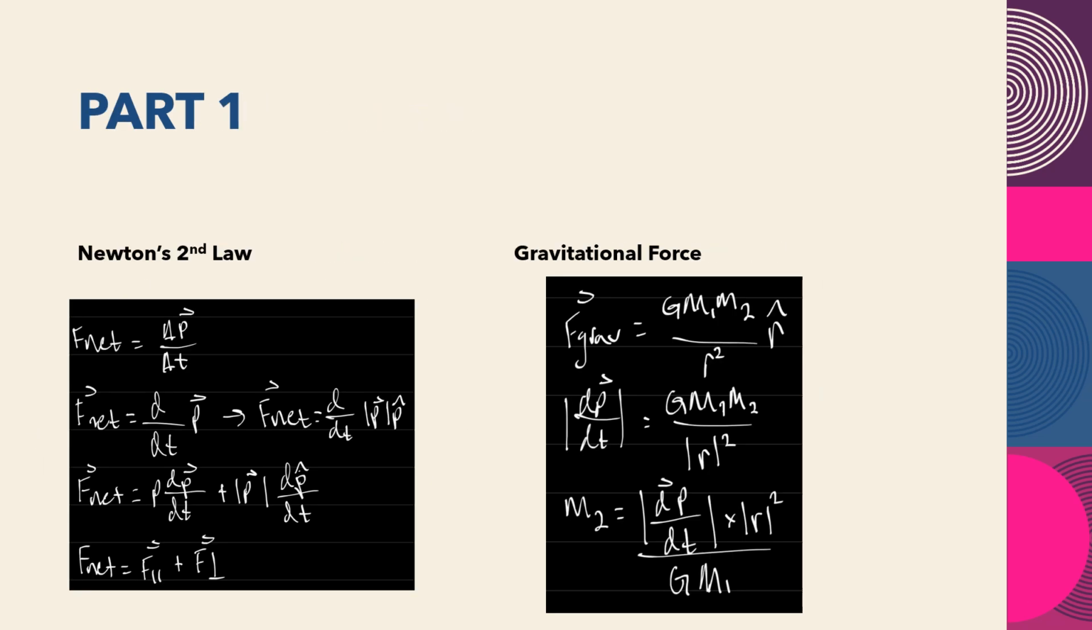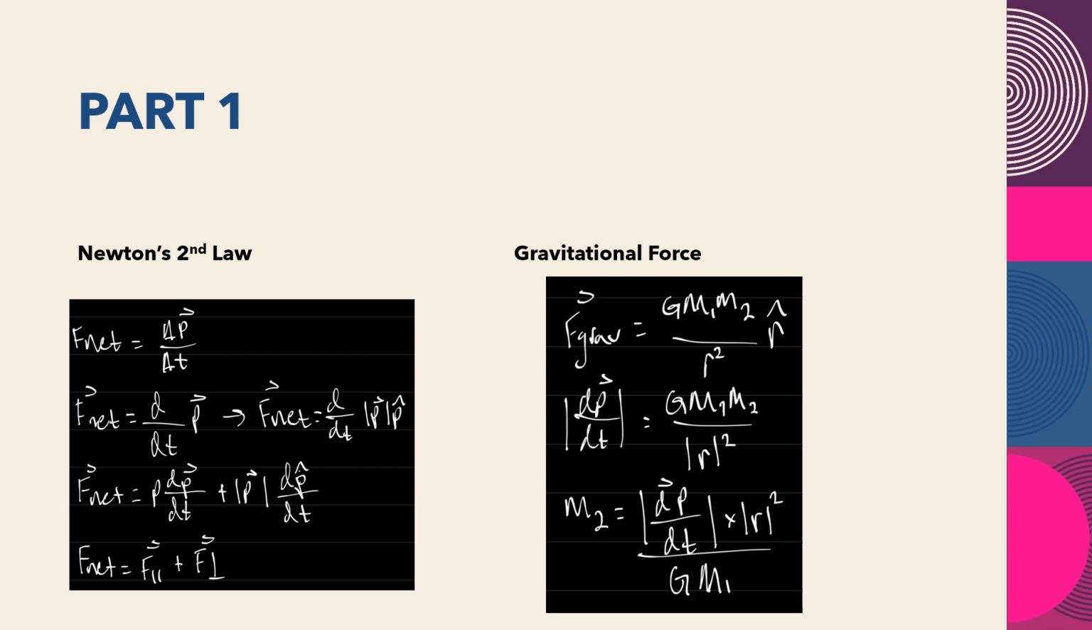Alright, so quick overview of Newton's second law. We can say F net equals the change in momentum over the change in time, which you can separate into two components, dp over dt and the magnitude of dp over dt. Now this just translates to the net force being the force parallel plus the force perpendicular.